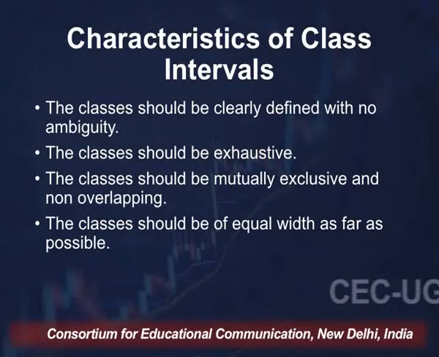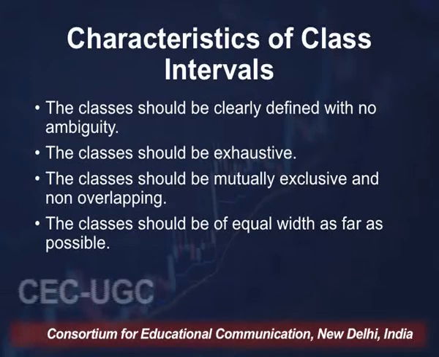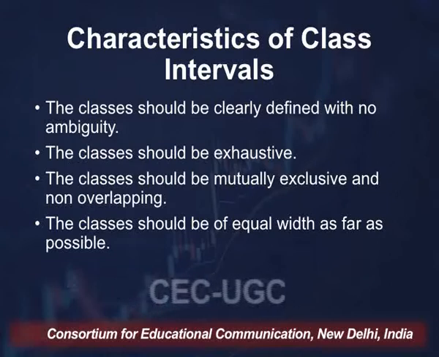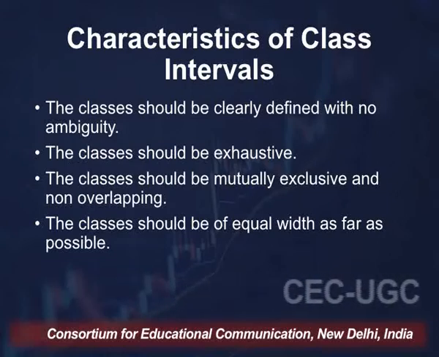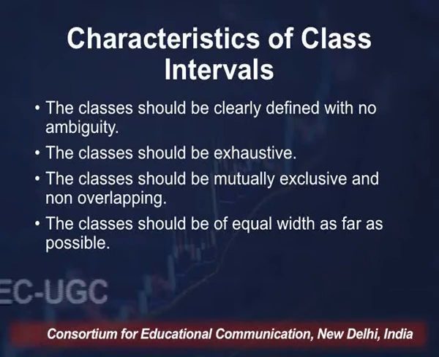Then comes the main thing, as I told you, that when we construct a continuous frequency distribution, the most important thing is to construct the class intervals. You can have 5 class intervals, you can have 10 class intervals, you can have 15 class intervals, you can have 4 class intervals for the same data. So there are certain characteristics that you must have while you are making class intervals. Whenever you make class intervals, the classes should be clearly defined with no ambiguity. There should be no confusion between the classes.